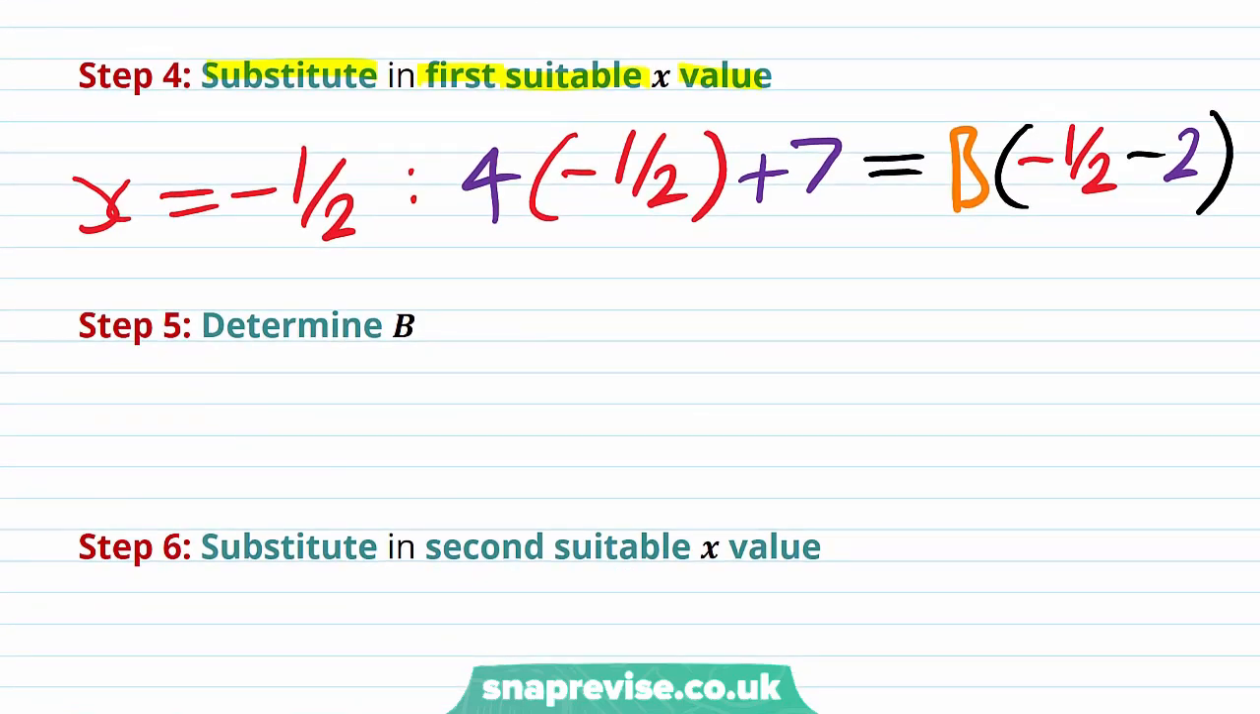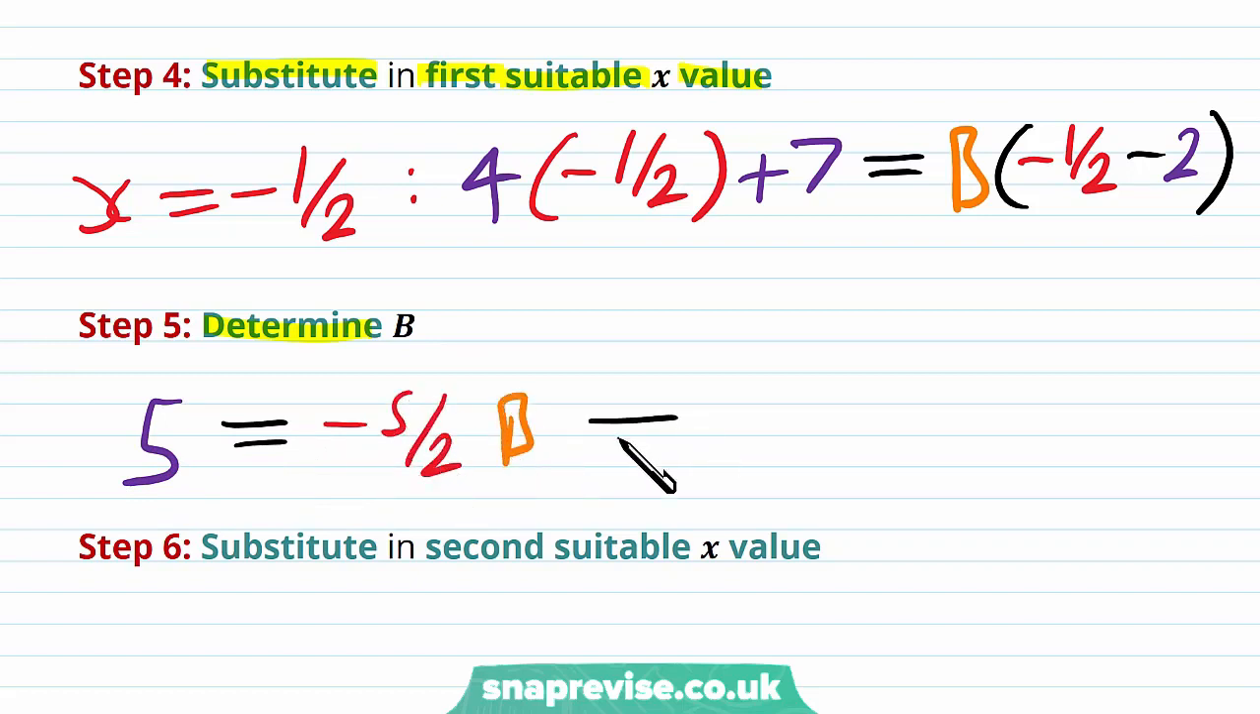Our fifth step is to determine b. 4 lots of minus a half is minus 2. We add that to the 7 and we get a 5. And the right-hand side is minus 5 over 2, and that is multiplied by b. And therefore, b is going to be precisely minus 2.